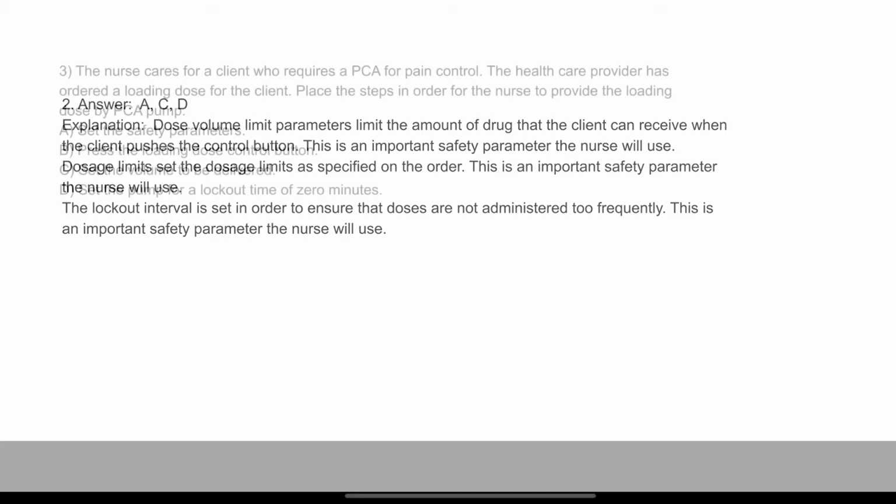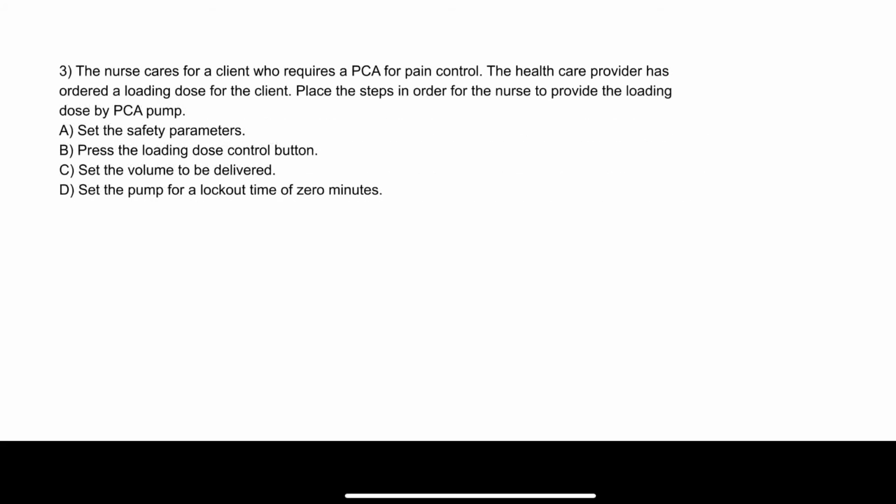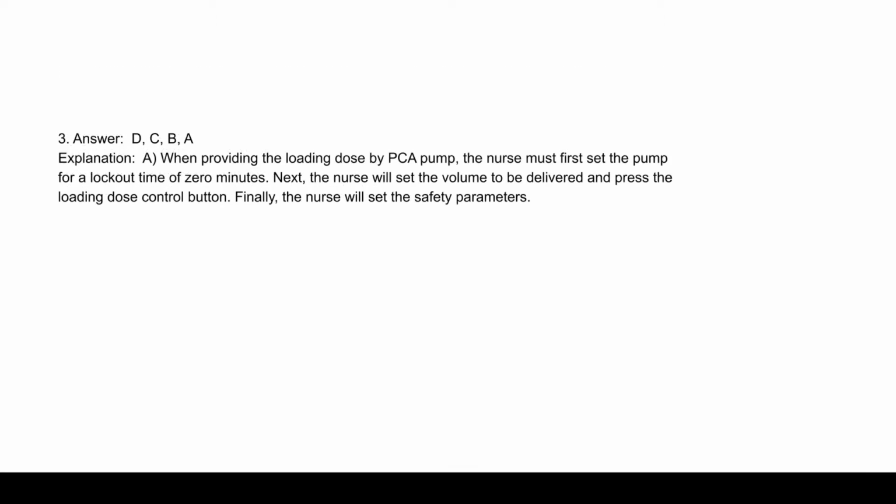Question number 3. The nurse cares for a client who requires a PCA for pain control. The healthcare provider has ordered a loading dose for the client. Place the steps in order for the nurse to provide the loading dose by PCA pump. Option A. Set the safety parameters. Option B. Press the loading dose control button. Option C. Set the volume to be delivered. Option D. Set the pump for a lockout time of 0 minutes. The correct steps are option D, C, B, and then option A.